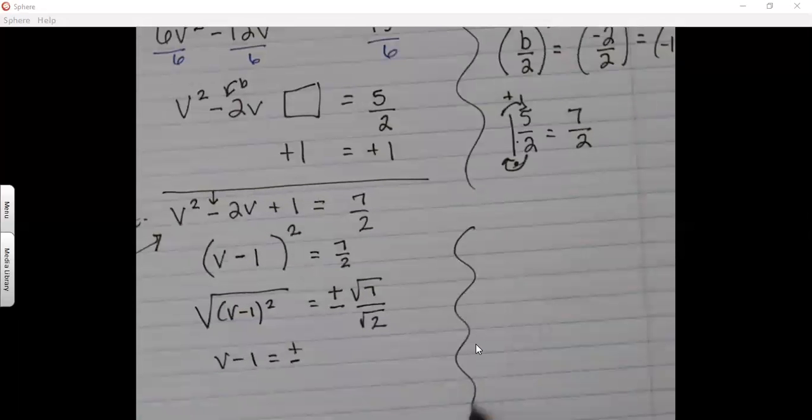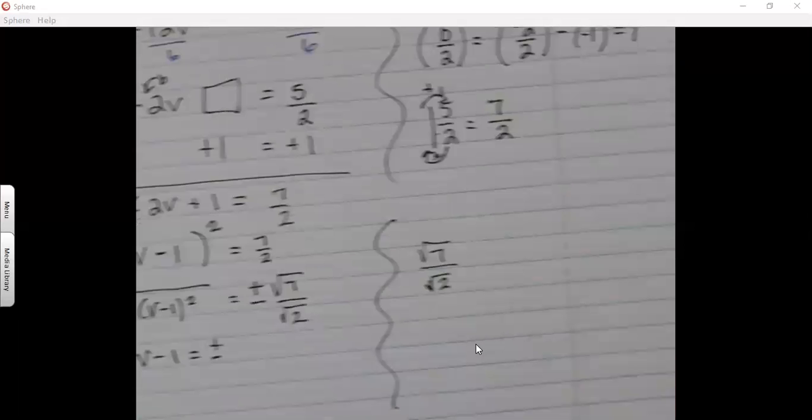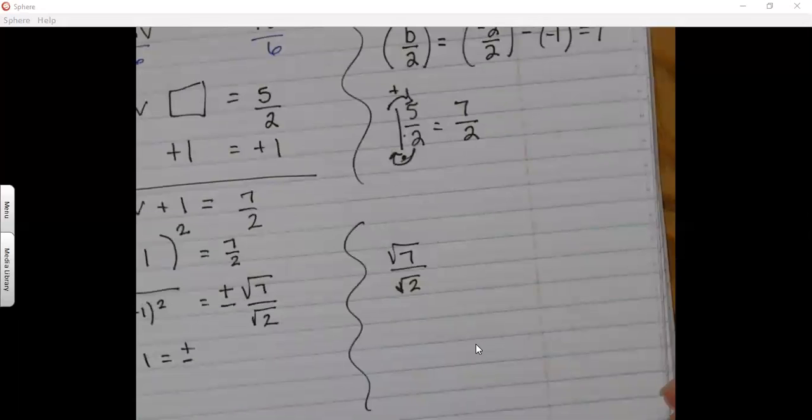Let's come over here to the side. You cannot leave a radical sign in the denominator. You hear me? You can't. I know, "can't, never, could, do nothing," but you cannot leave a radical in the denominator.